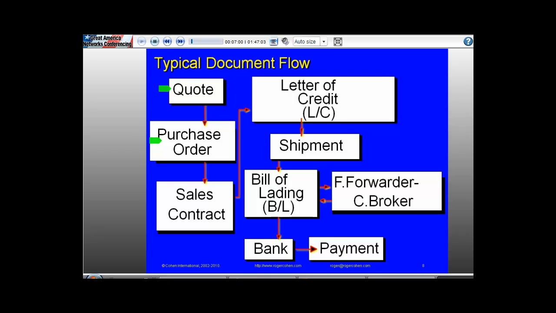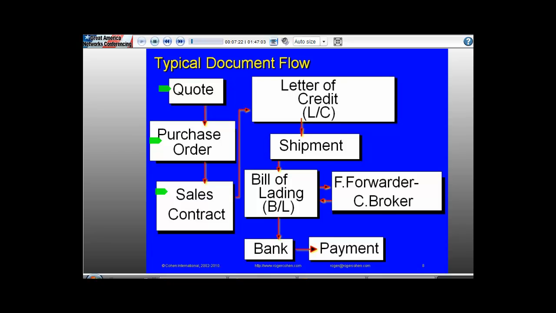The purchase order always says the time is of the essence of this contract. The seller doesn't want to necessarily agree to that, so they issue then a sales contract in response. So now at least the buyer and the seller are agreeing on the price, the quantity, the Incoterm, etc.